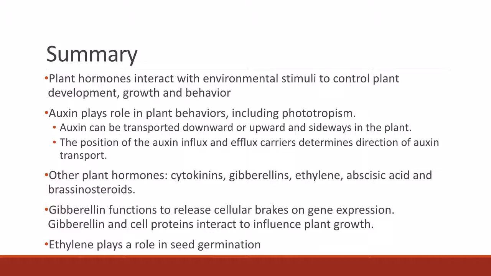And now for the summary. Plant hormones interact with environmental stimuli to control plant development, growth, and behavior. Auxins play a role in plant behaviors, including phototropism. Auxins can be transported downward or upward or sideways in the plant. The position of the auxin influx and efflux carriers determines the direction of auxin transport.